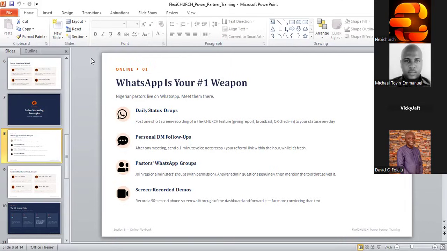Just like the Chief Technical Officer was saying, where he stopped, you will see on screen, it says WhatsApp is your number one weapon. And if you know how much people do with WhatsApp these days, you will know that you can actually do a lot for Flexichurch and with Flexichurch on WhatsApp. We have been given one very interesting tool on WhatsApp called Status. You don't know how many church leaders, church pastors, church administrators are in your contact. So putting things on your status alone can go a long way in advertising Flexichurch.